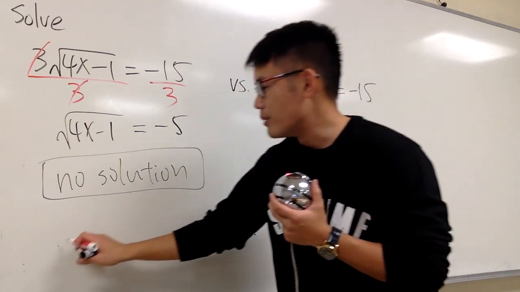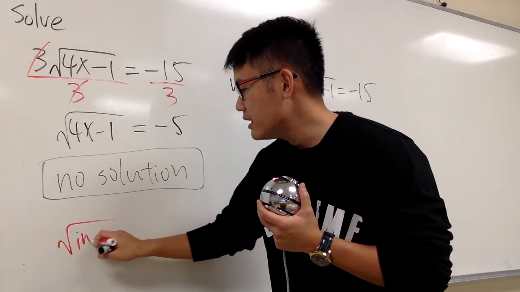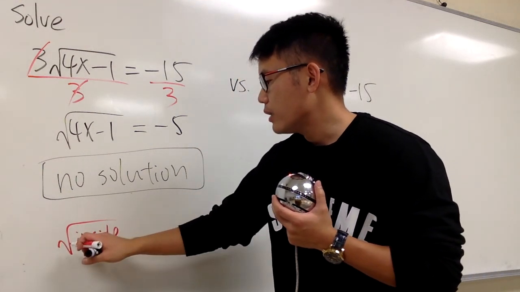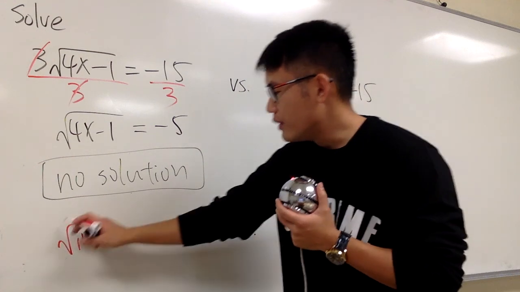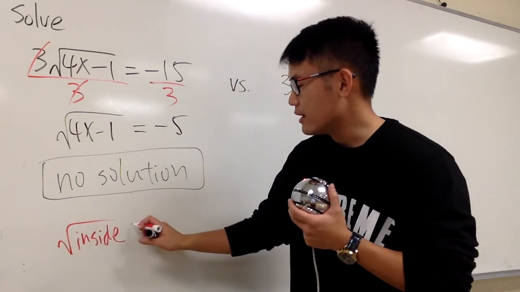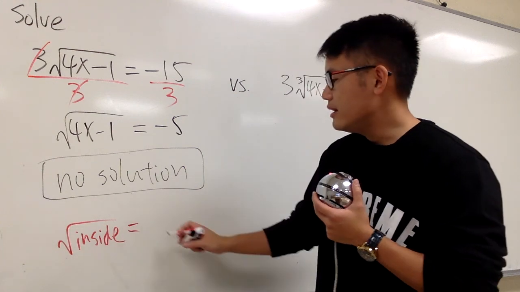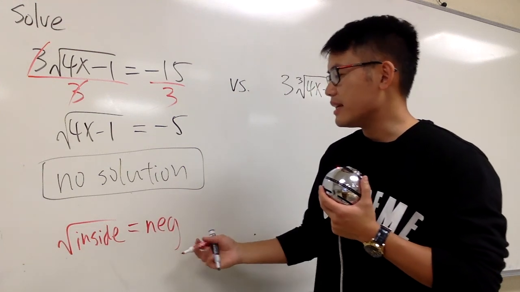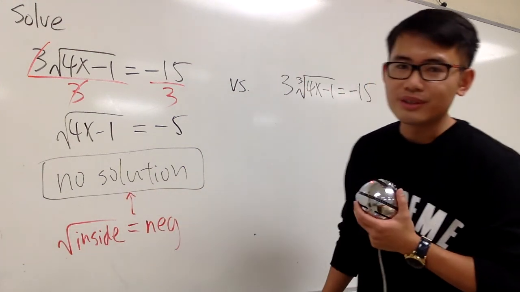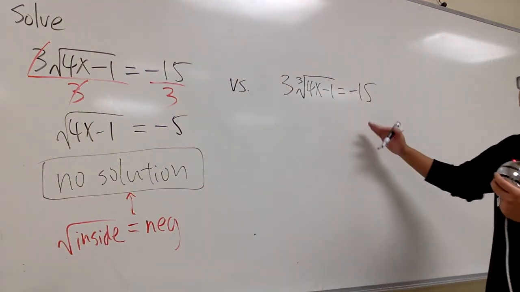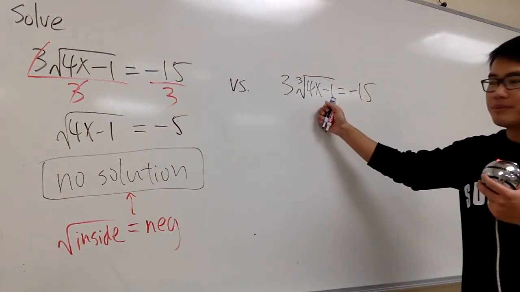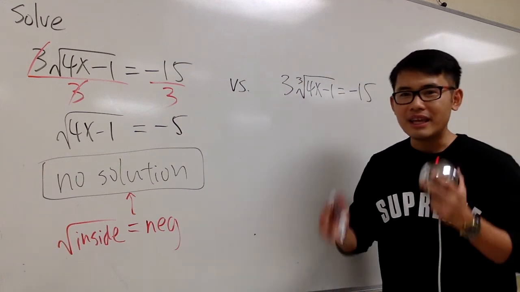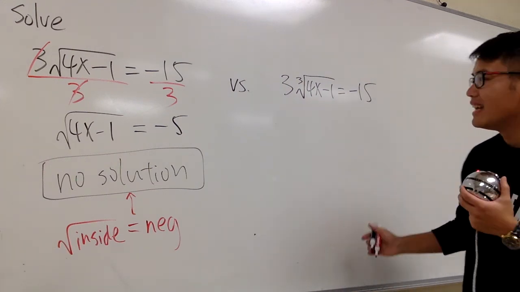So quick thing you have to remember: square root of anything inside, and in fact, any even root, if you have any even root inside of whatever, and then if this is equal to a negative number, you know it has no solution. However, once you have the cube root, it's possible to have a negative number on the right-hand side.